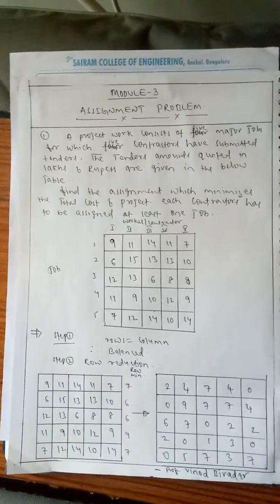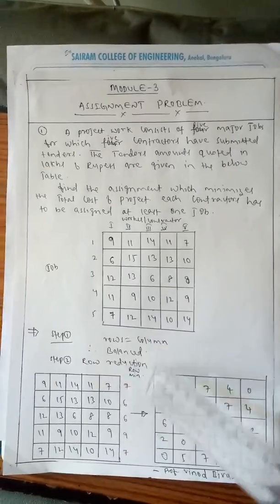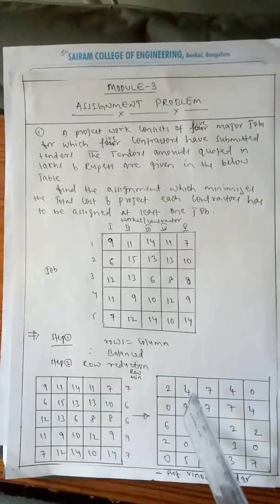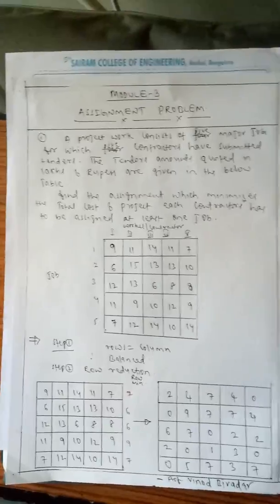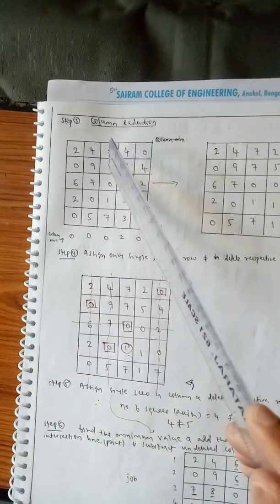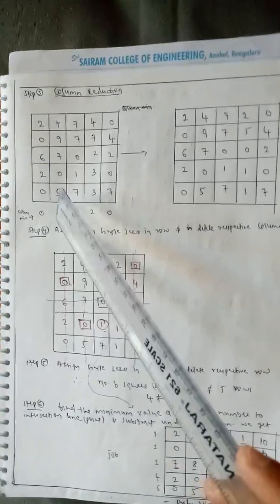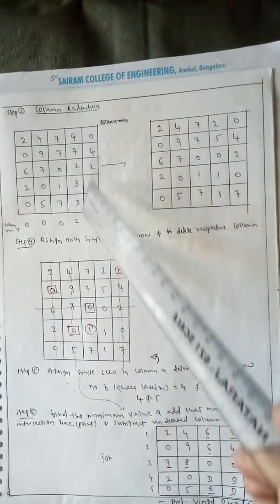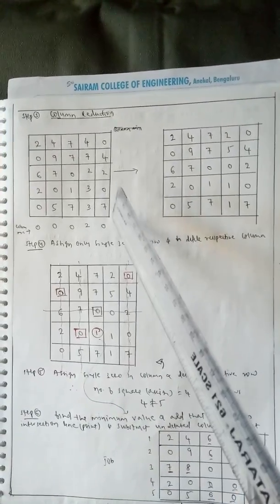This is the second step, the row reduction method. Similarly, you do the column reduction method in the third step. Write down the modified matrix as it is, and write the minimum value of each column. The minimum value for the first column is 0, for the second column 0, for the third column the least value is 2, and here also 0.